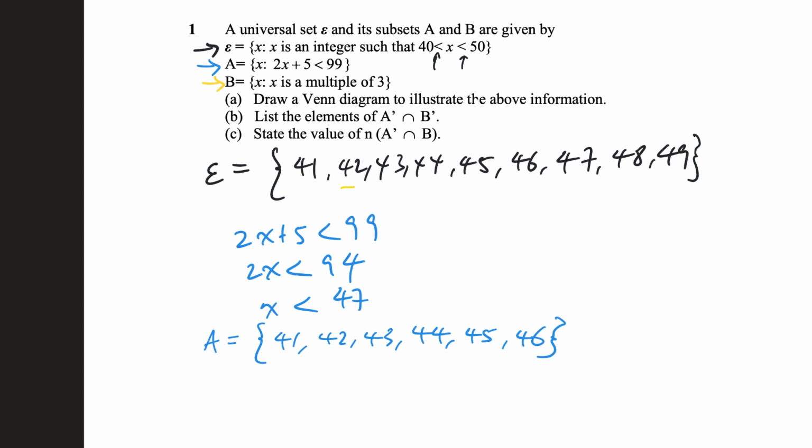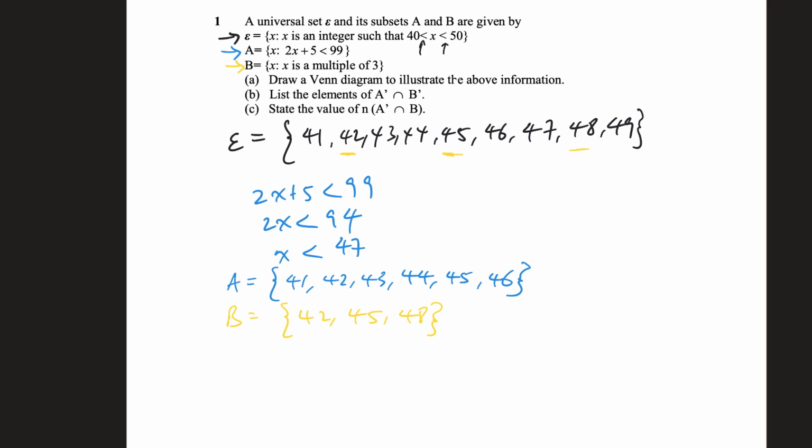43 is not, 44 is not, 45: 4 plus 5 is 9, so 9 can be divided by 3. Please note, this only works for 3, not for any other number. And then 4 plus 8 is 12, and so 12 can be divided by 3, so that's fine. So we have 3 numbers there: 42, 45, and 48.